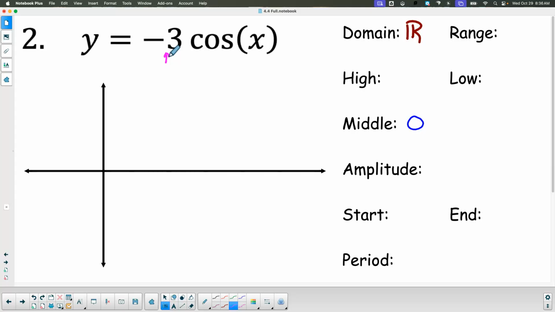3, because it's a distance. Yes, it's -3 in the problem, but because it's a distance, we have to take the absolute value of it. So my amplitude here would be +3. Okay? Which means, how high does this graph go? 3. How low does this graph go? Which puts my range from -3 to +3.